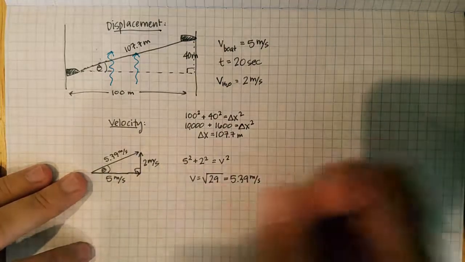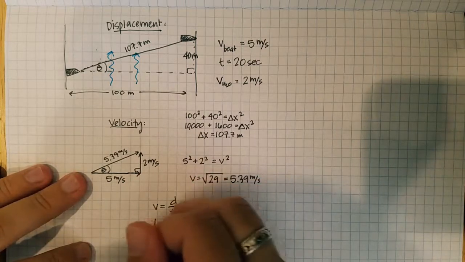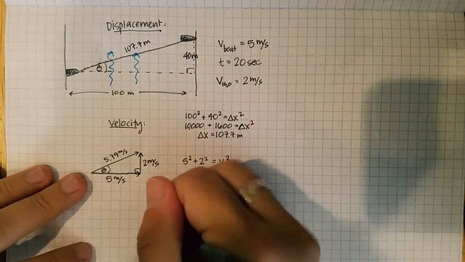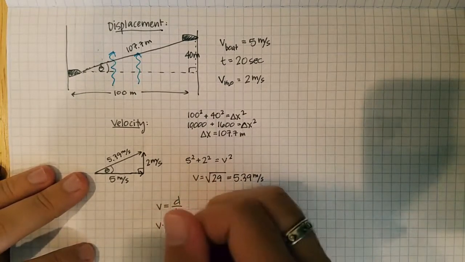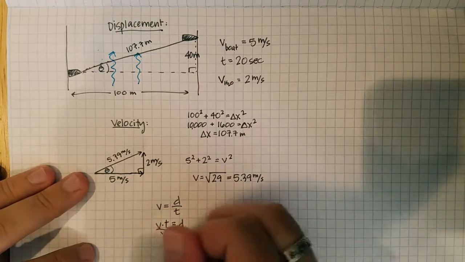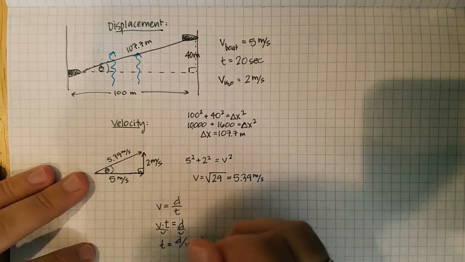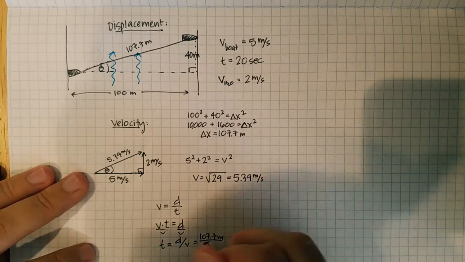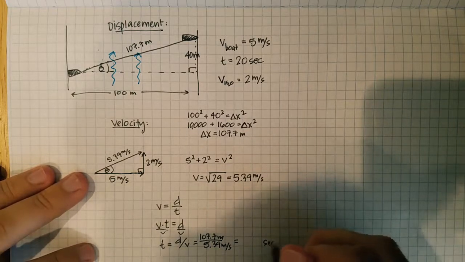Well, if he's going this velocity, we know the velocity is the distance divided by the time. Quick solve for time. Velocity times time equals distance, so time equals distance divided by velocity. Well, we know he goes 107.7 meters divided by his speed, which is 5.39 meters per second. Notice the units end up with seconds, so that's a good sign.